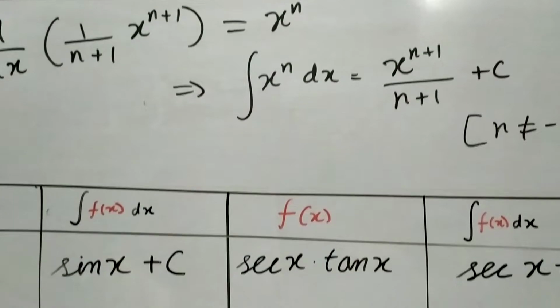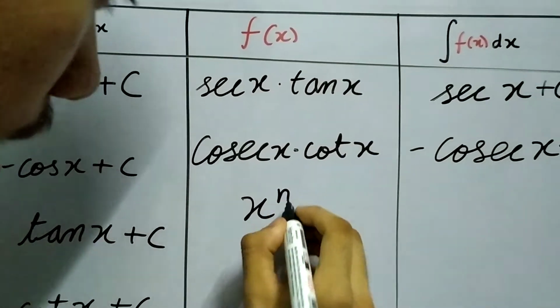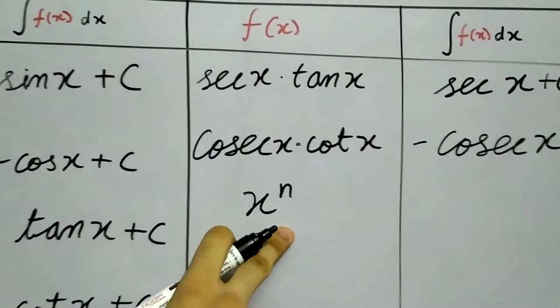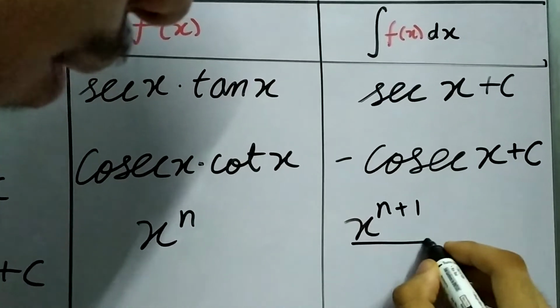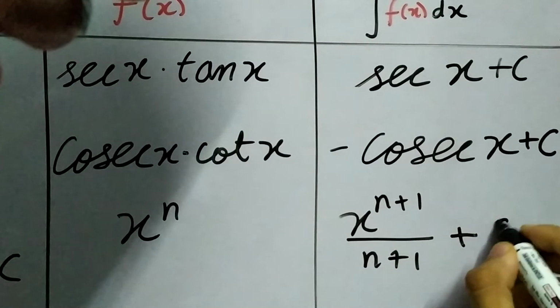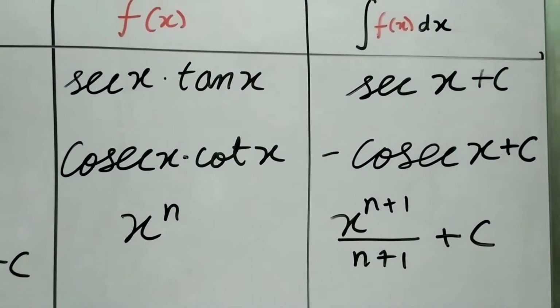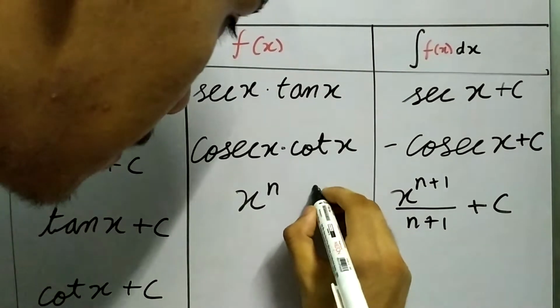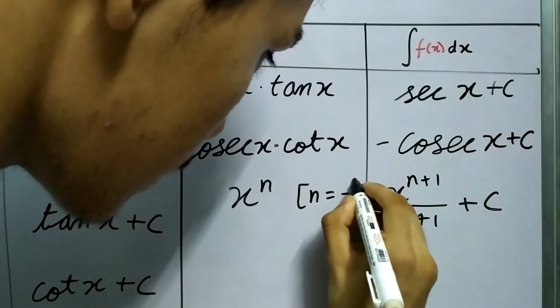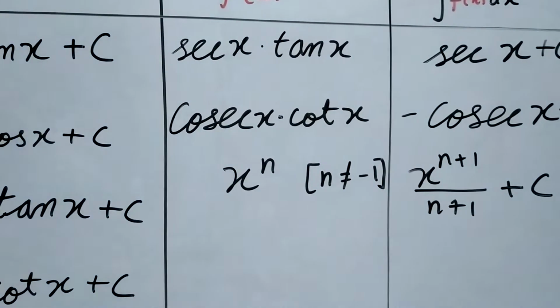Let me just write this down. f of x is x to the n, and your integration is x to the power n plus 1 upon n plus 1 plus the constant. What will happen if n is equal to minus 1? Okay, let me just write it down: n not equal to minus 1.